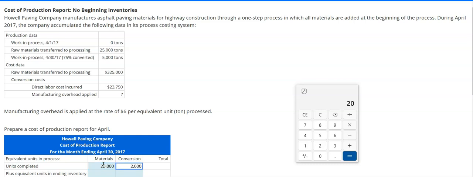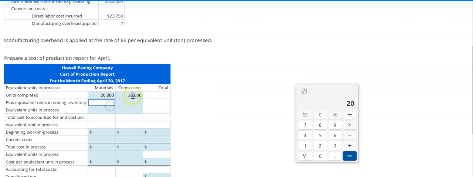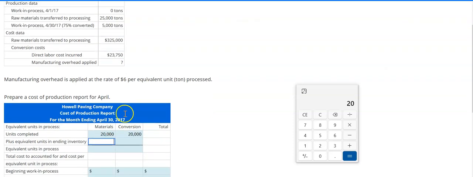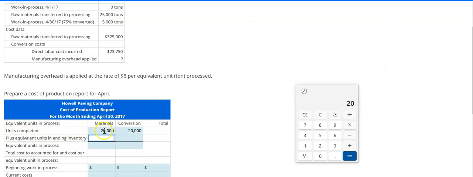And these are the units that are completely and totally ready to go. They're heading to finished goods inventory. Okay, so that's just merely the difference between the 5,000 that are not all the way complete and the 25,000 that are complete. And then it says plus equivalent units in ending inventory for both materials and for conversion costs.